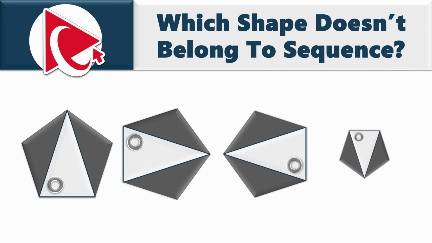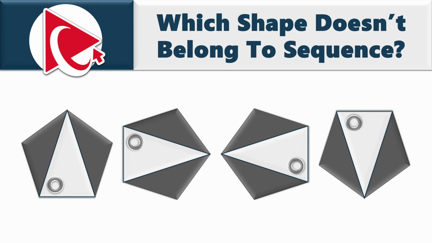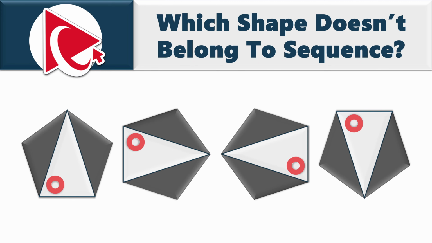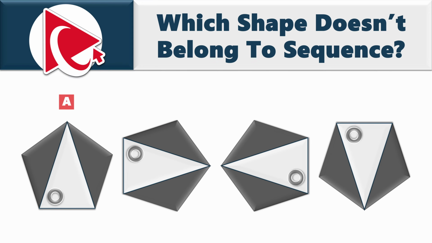You are presented with 4 shapes. Each shape consists of a pentagon, a triangle, and a donut. You need to determine which shape does not belong to the sequence. And your choices are, out of 4 shapes, choices A, B, C, and D.